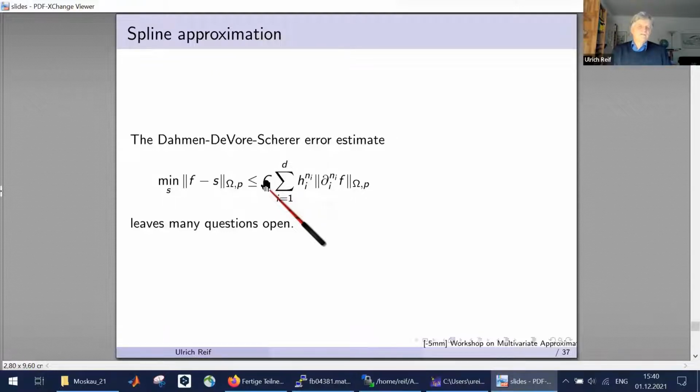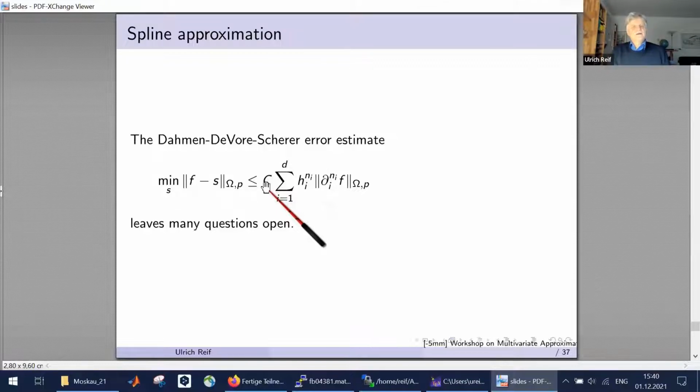What do admissible domains look like? The restrictions given in this original paper are extremely hard. And also, as mentioned before, this constant depends on the aspect ratio of the grid cells, which is kind of unnatural. Why is this unnatural?